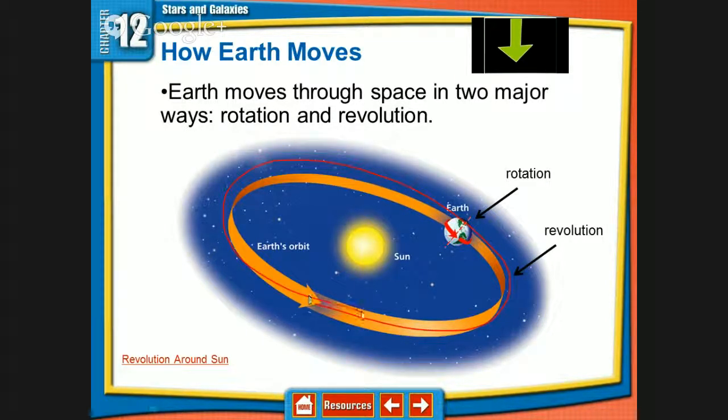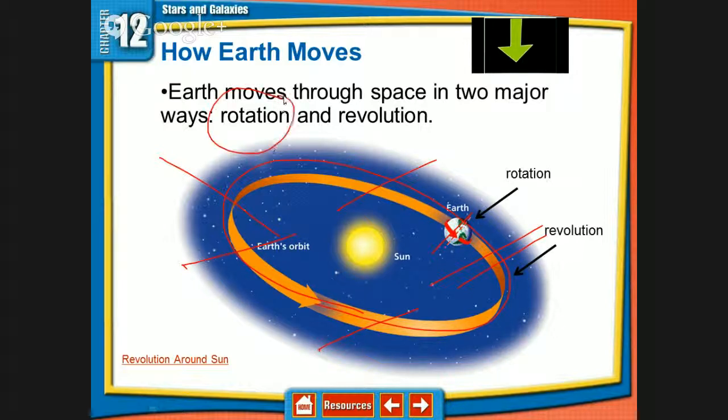As it goes around the sun, the tilt remains in the same position all the way around its journey around the sun. The tilt doesn't point this way, and then as it gets here, point this way. The tilt stays the same all the way around the sun. That is another reason we have the 4 different seasons.